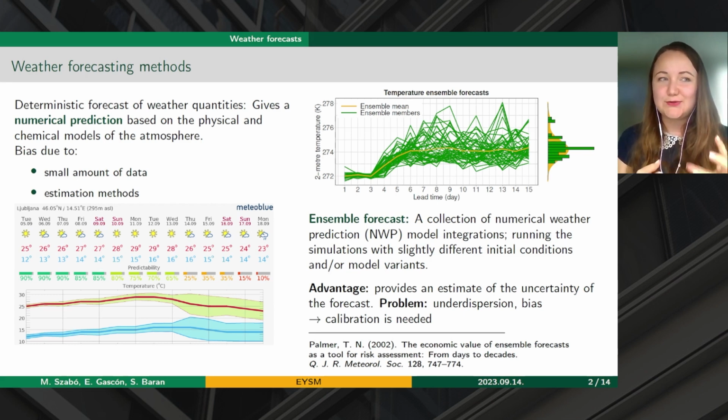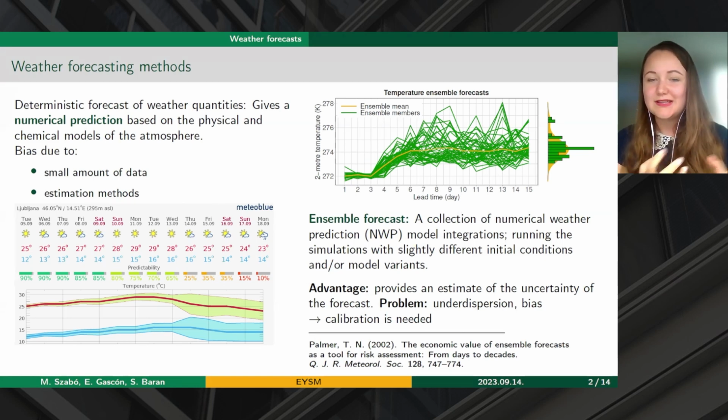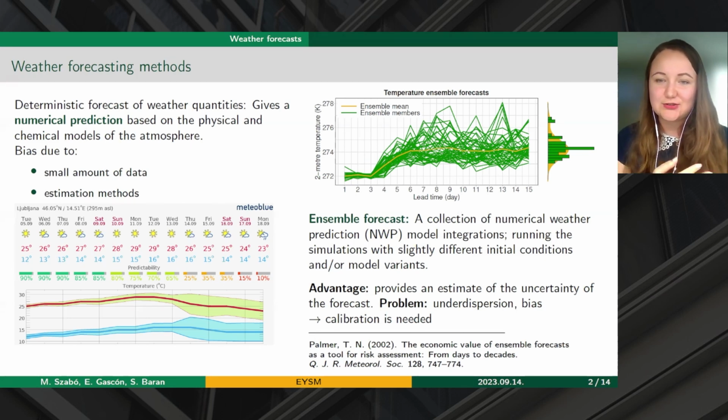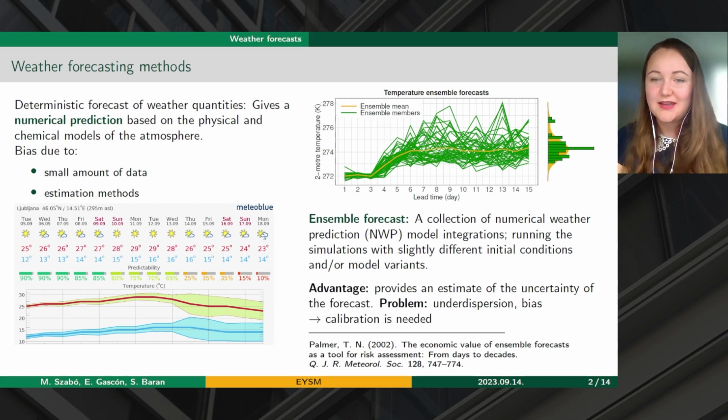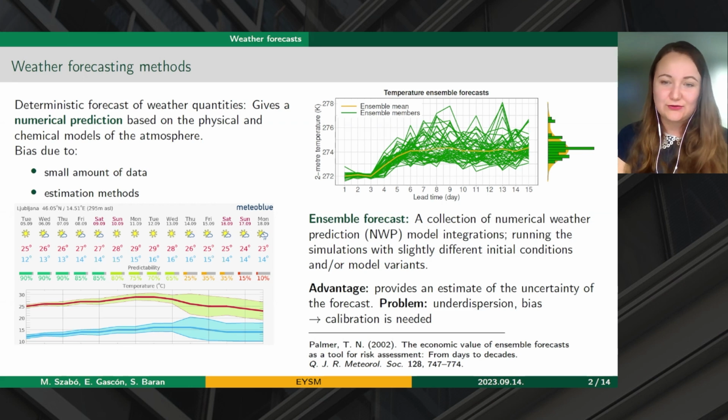a so-called ensemble forecast, which is a collection of weather predictions. They run these models, or one model with some slight perturbations in its initial conditions or parametrizations, and this collection of output is called an ensemble. The advantage of this method is that it provides an estimate of the uncertainty of the forecast.